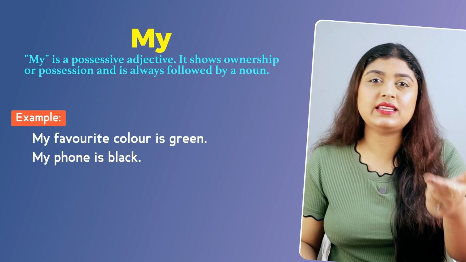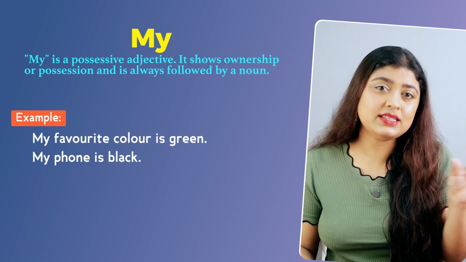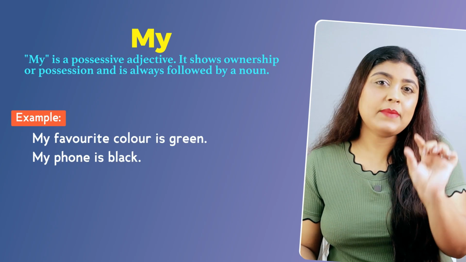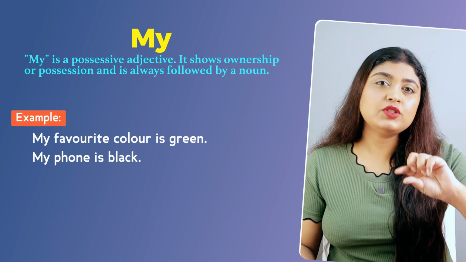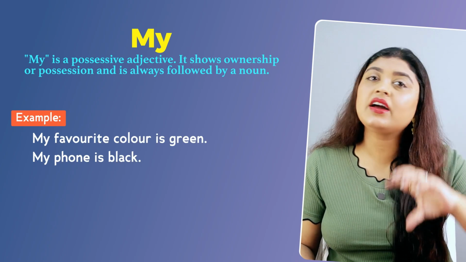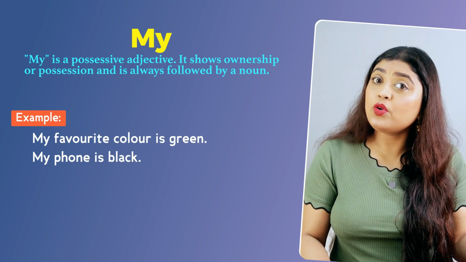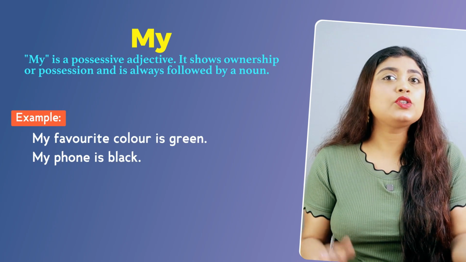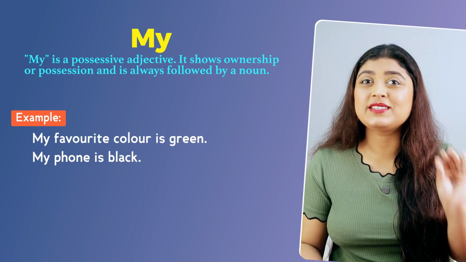So here, as you can see, after my, you always get a noun, and it's phone here, right? So my phone is black. I'm talking about its color. Why am I using my phone? Because I'm talking about something that I own, that I possess. It shows the ownership. And who owns the phone? I am the person who owns the phone, right? So I own the phone. Here I am using my hands to show possession.